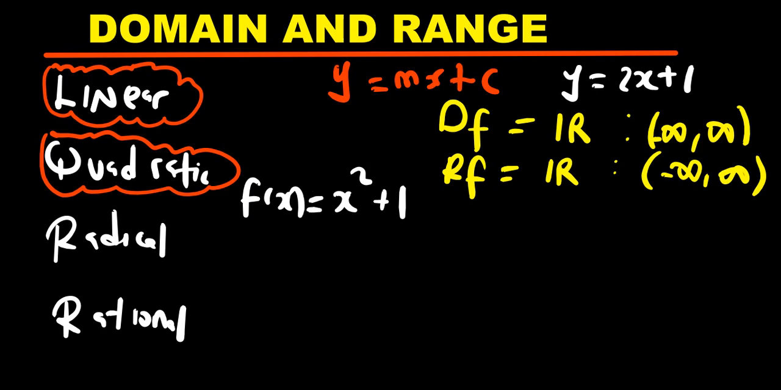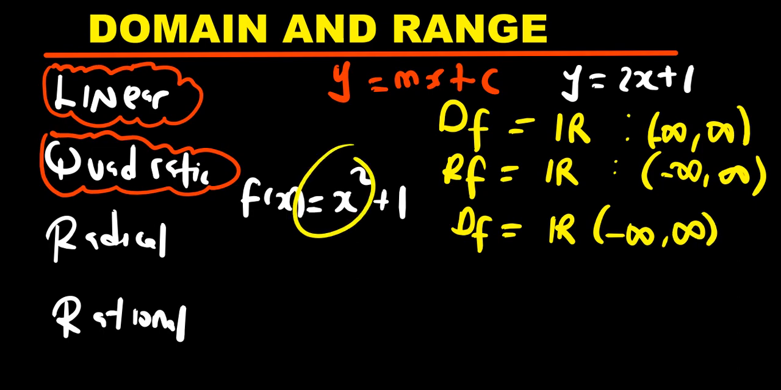So in this case, the domain for a quadratic, let me call it Df, will just be all real numbers as well. What you want are values from negative infinity to positive infinity, because there's no x value that you're going to put here that will make the function undefined.